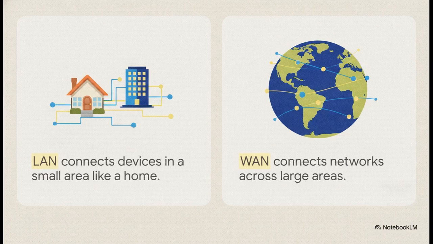This is a direct contrast to a wide area network, or WAN. A WAN connects multiple networks across incredibly large geographical areas. The internet itself is literally the world's largest WAN. So if the LAN is your fortified castle, the WAN is the Wild West. It's unpredictable, sprawling, and fundamentally hostile.